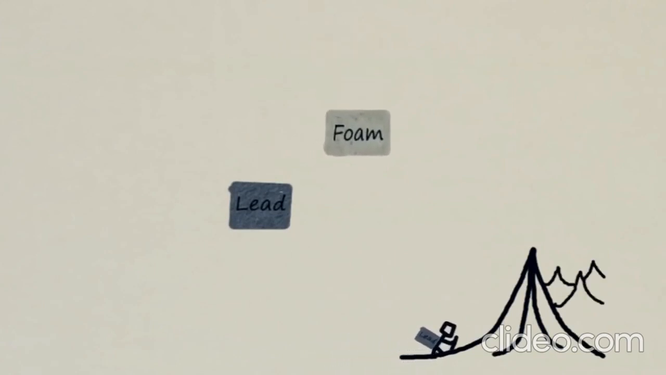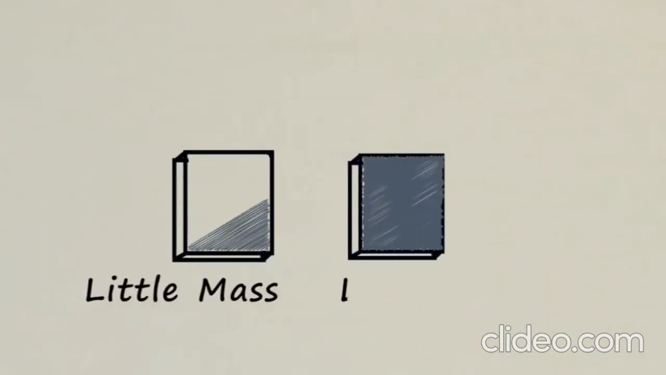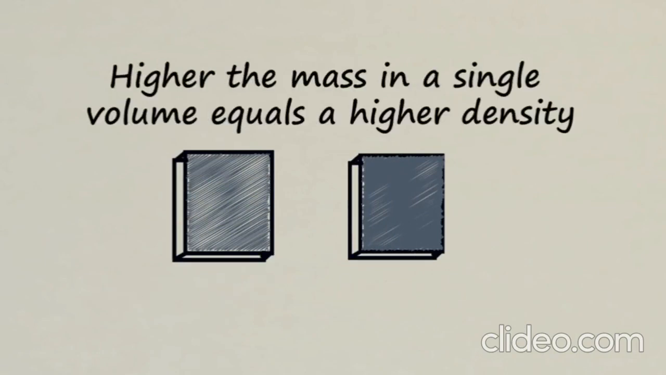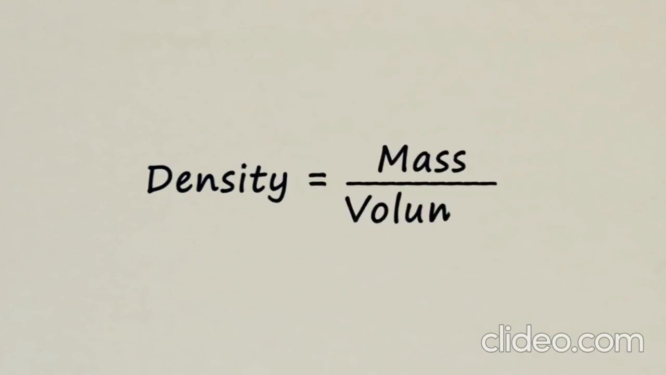You would be more willing to carry a block of foam up a mountain than an equal volume of lead. You can have a large object with very little mass or a large object with a large mass. The higher the mass per volume, the higher the density. So if density is the amount of mass in a volume, then dividing mass by volume tells you how much mass is in that volume. The official equation is density equals mass divided by volume.